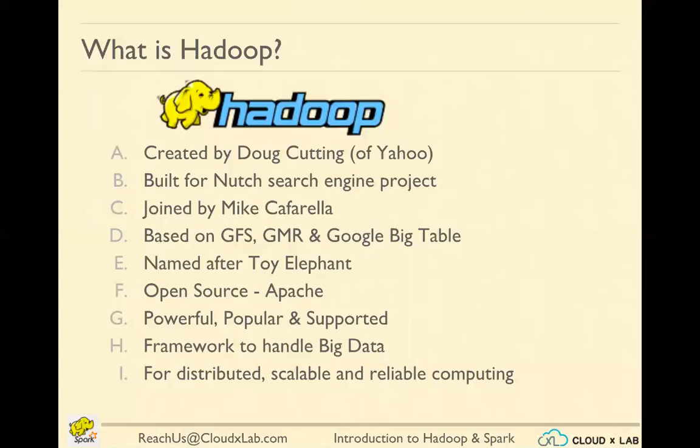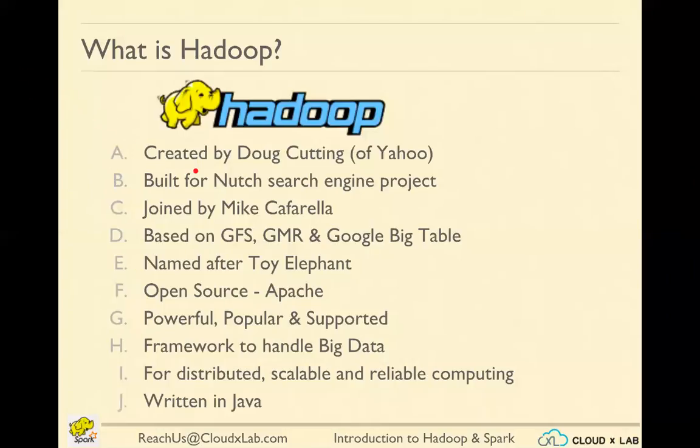Now, the third one is reliable. What does it mean by reliable? In case some of the machines go down, some of the computers that are part of this distributed network cluster, even if some of the components go down, it should not matter. It should be able to handle the unreliable machines. That's called reliable computing.